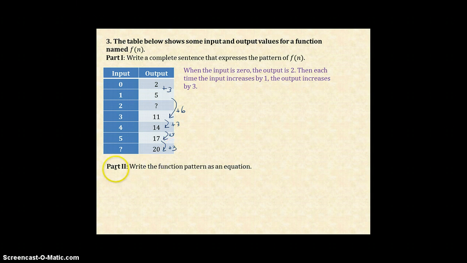So now we need to figure out how to write this function pattern as an equation. Well, we start with a value of 2, and then we're adding 3 a certain number of times. And when n is 0, we're adding 3 0 times. When n is 1, we're adding 3 1 time. When n is 2, we're going to add 3 2 times. So whatever n is, we're going to start with 2, and then we're going to add 3 n times.